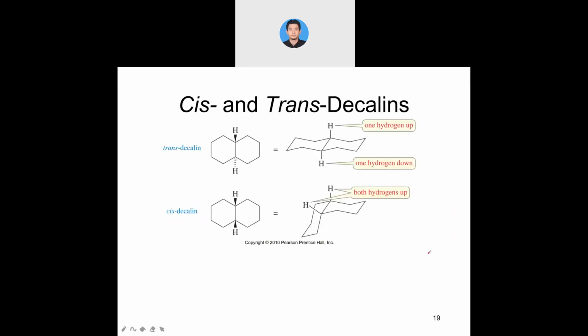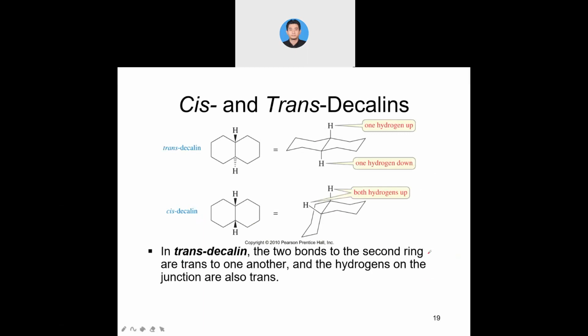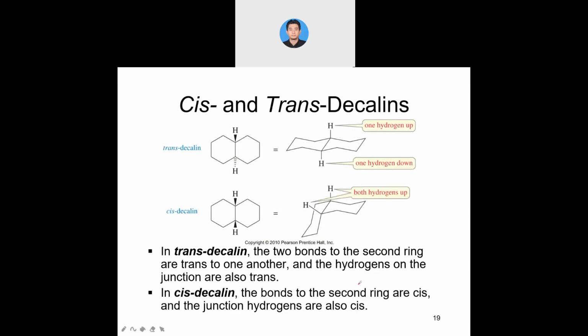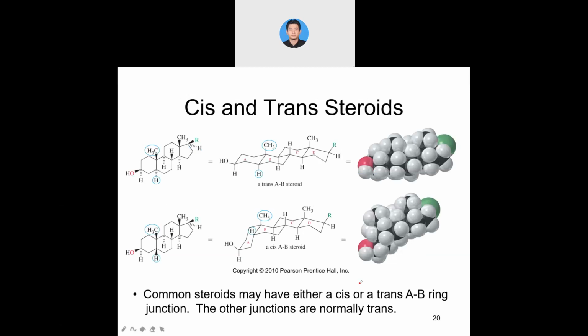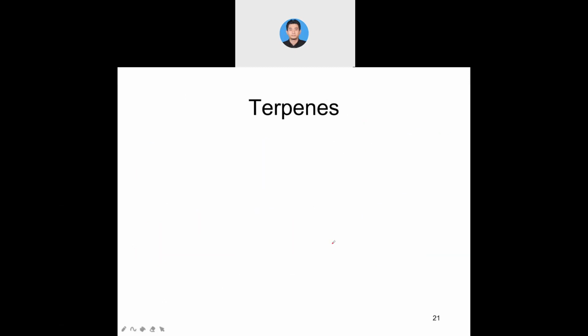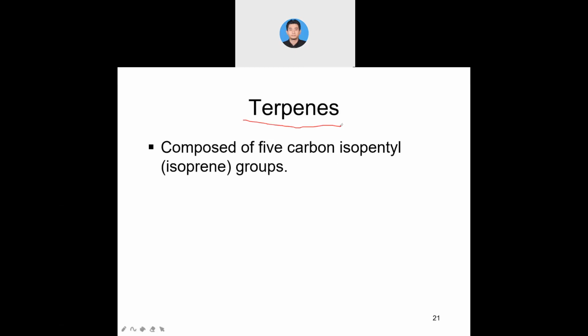Okay, and then we have cis and trans based on the stereoisomers. Cis and trans. And this is trans, this is cis position. Okay, and then this is a trans steroid. So this is trans and this is cis position. Okay, this is important for terpene.